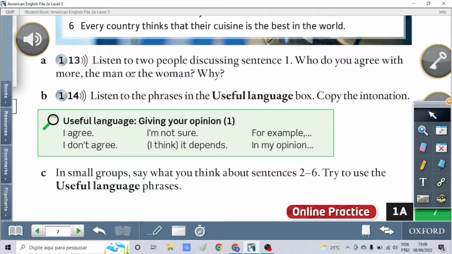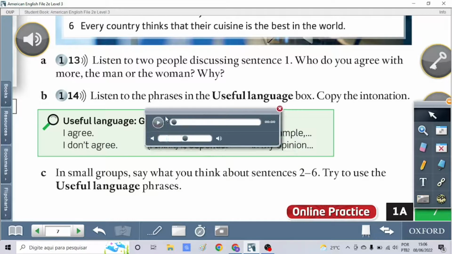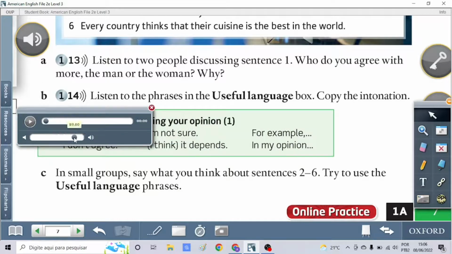Now, listen to 2 people discussing the sentence. 1. Who do you agree with more, the man or the woman, and why? So let's listen. This is personal, okay? Who do you agree with more, the man or the woman?